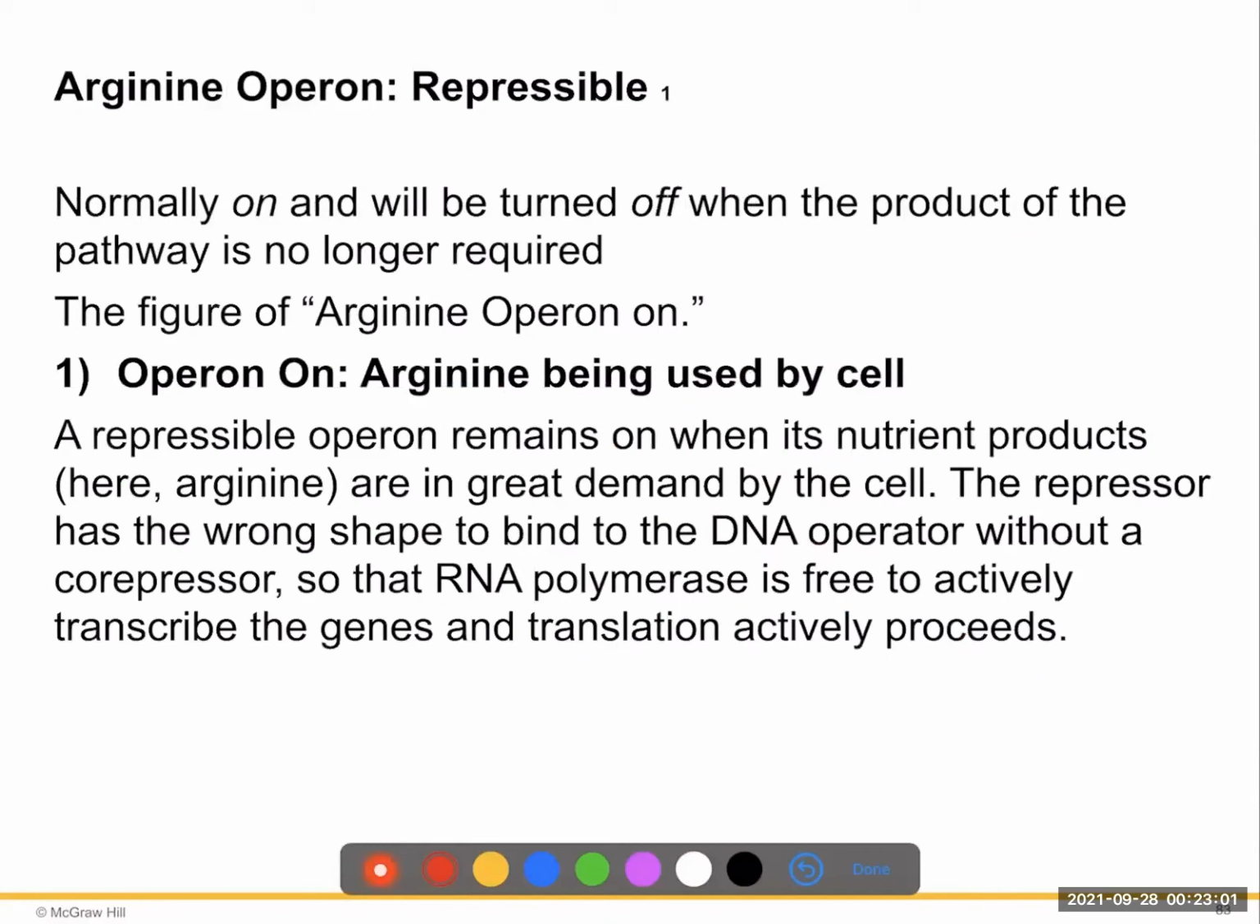The arginine operon is a repressible gene. It's normally on. It's the opposite of the lactose one. And it turns off when the product is no longer required. Okay. So the operon is on for arginine, and it's being used by the cell.